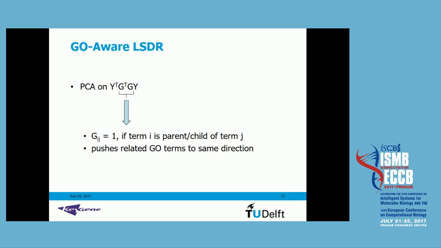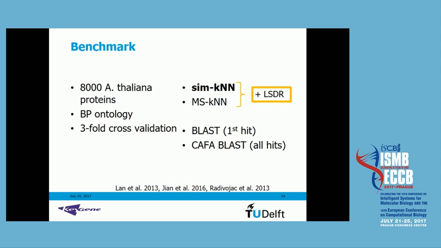Now if we apply PCA on this matrix Y transpose G transpose GY that you can see on the screen, what we achieve is a mapping that again looks for directions of high variance, but also tries to push related Go terms towards the same direction. So it is trying to maintain the hierarchical structure.